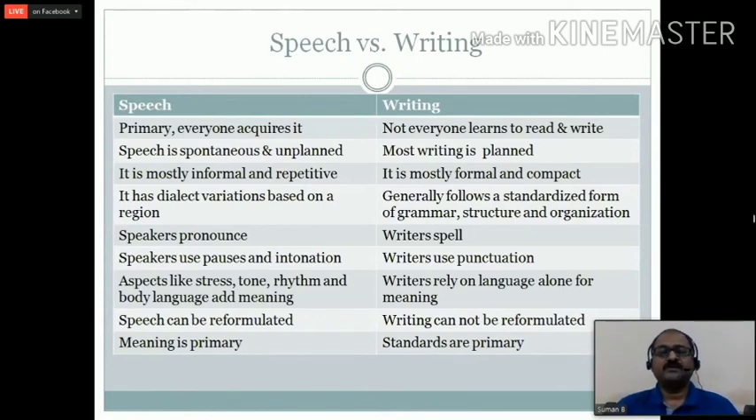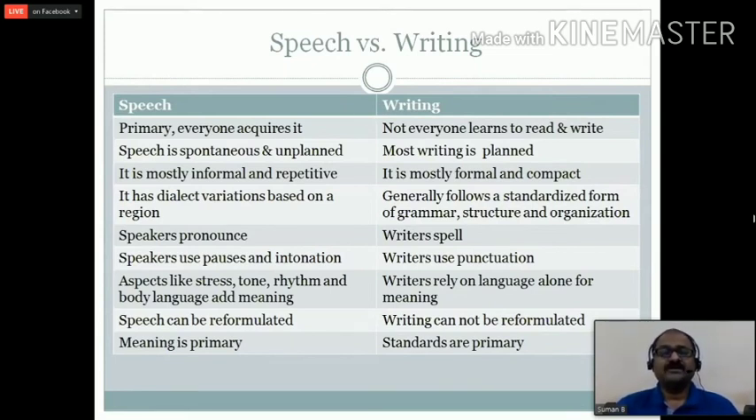going to communicate. But writing is mostly formal, right? That is why, as you can see, letter writing, paragraph writing, composition, essay writing, and preparing notices, most of these written discourses are formal in nature.